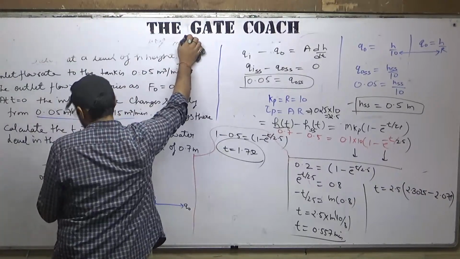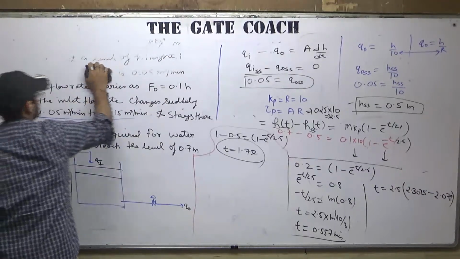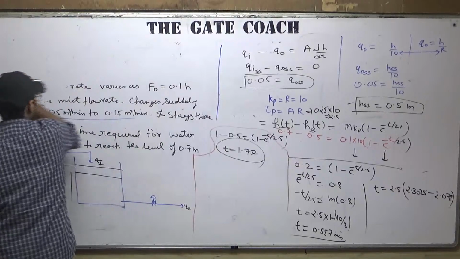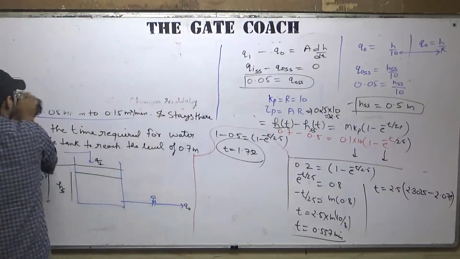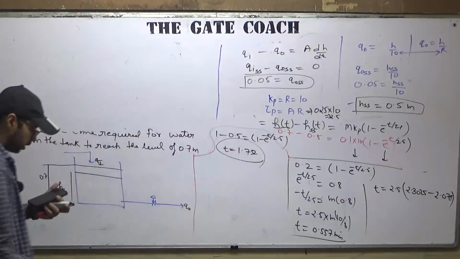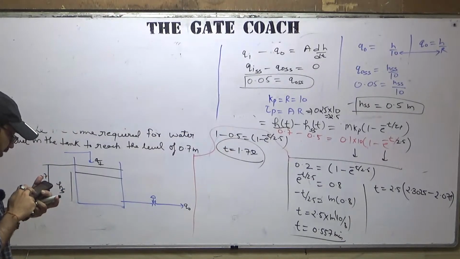So here they are saying it's a GATE question. You need to check in which year this GATE question came, in which year they introduced this question in the exam. Which of the following transfer functions is having a negative slope?